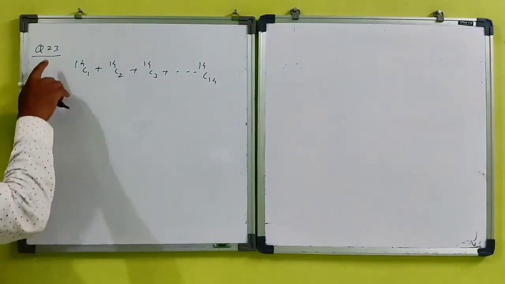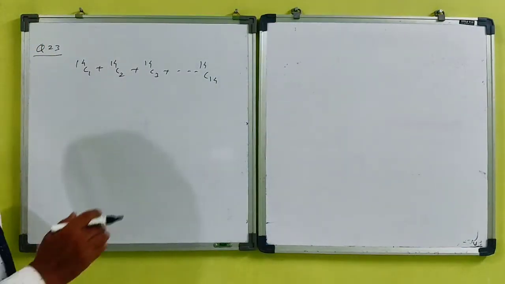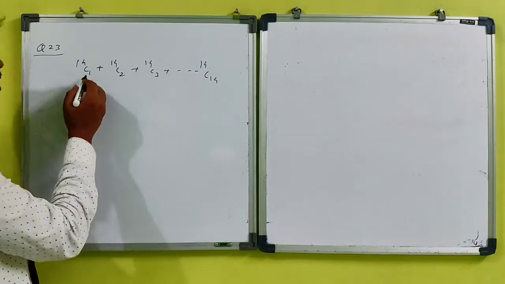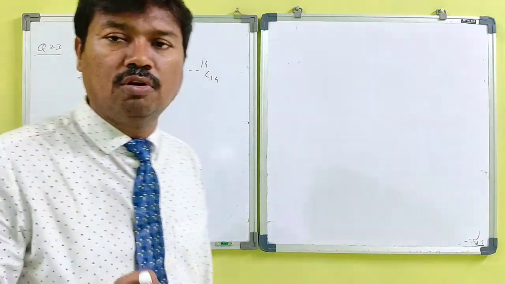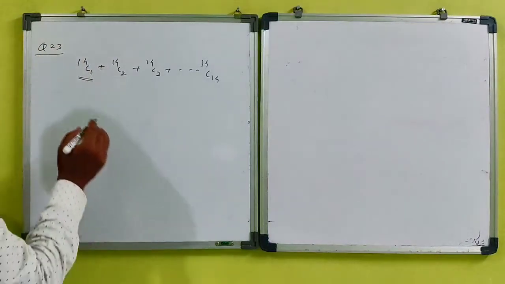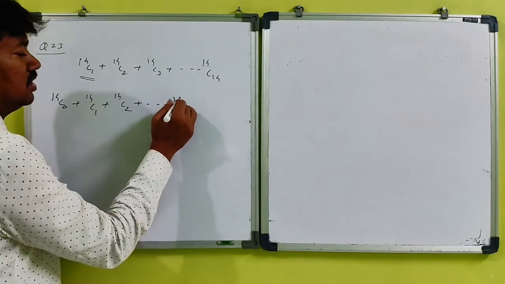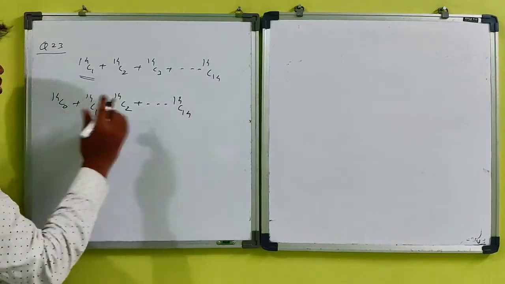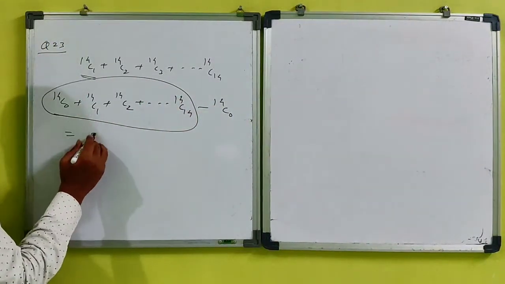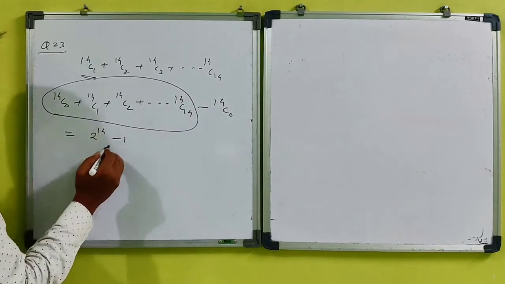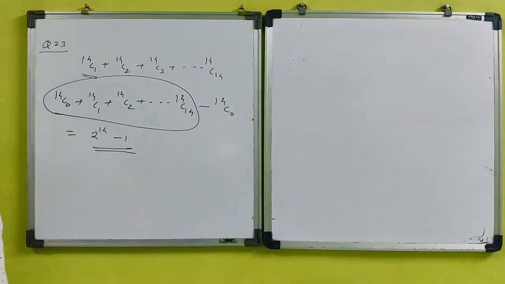The next question, question number 23, is given: what is the value of 14C1 plus 14C2 plus 14C3 up to 14C14? Now remember that here we have not started with 14C0. The series has not started from 14C0. You have to add 14C0, and then you have to subtract 14C0 here. So that is 14C0 plus 14C1 plus 14C2 up to 14C14, you added this, so you have to subtract 14C0. So now this particular thing we can say is 2 raised to 14, and this is minus 1. So the answer is 2 raised to 14 minus 1.